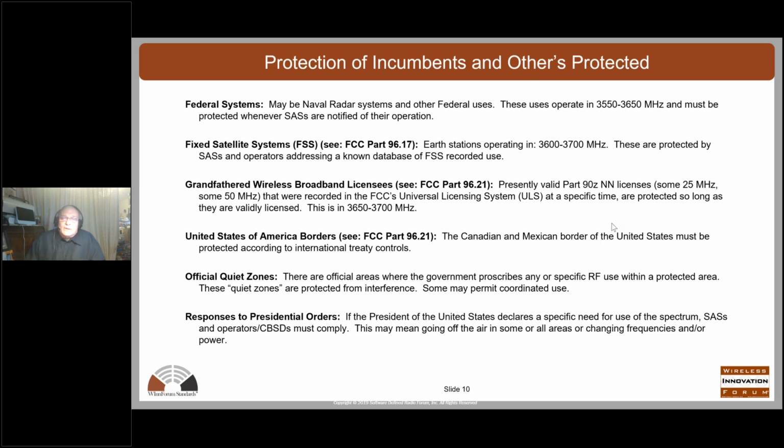And the final one is absolute, and it pretty much applies to all frequencies, but it also applies here in CBRS, and that is if a presidential order happens that spectrum needs to be cleared, moved, or otherwise changed for a particular reason that the president may give, that needs to be followed. So we have federal systems, FSS operators, grandfathered wireless, borders, quiet zones, and presidential orders, which are essentially the areas of those that are either incumbents or need to be protected. Next slide, please.